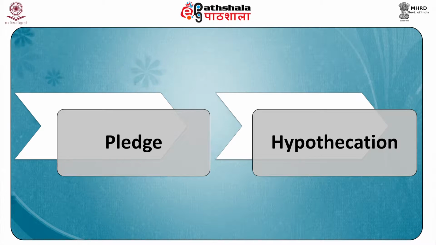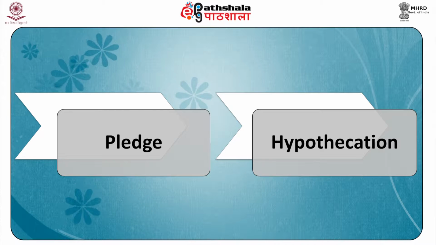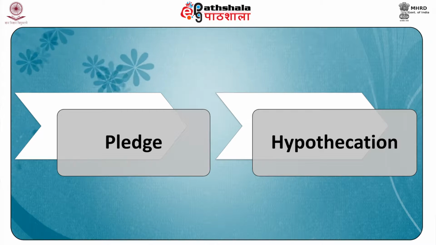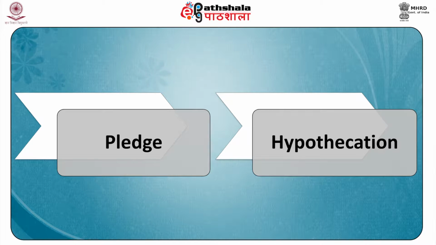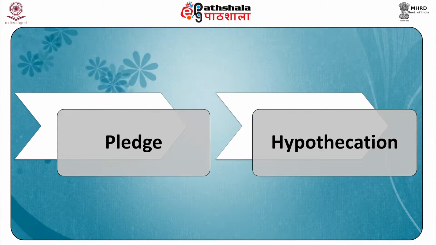In case the borrower fails to pay the borrowed amount, the bank can recover the money by selling the goods pledged. Number two, hypothecation. Under hypothecation, goods are in the possession of the borrower and the bank creates a floating charge on the goods. An agreement binds the borrower to give possession of goods to the bank whenever the bank requires the borrower to do so.